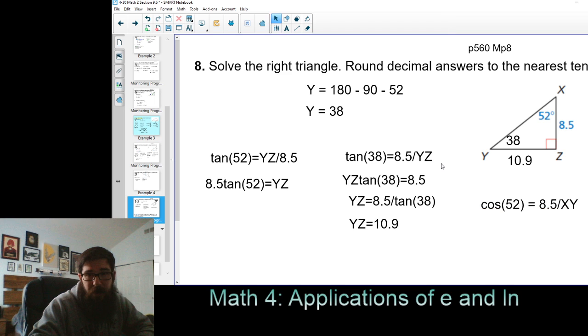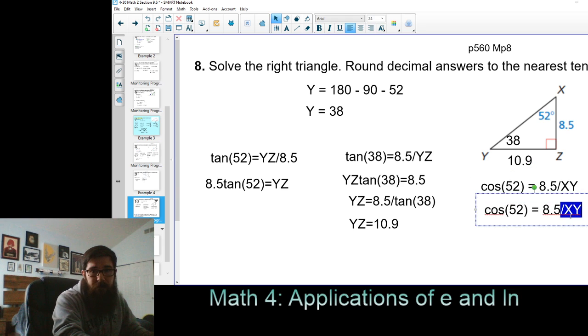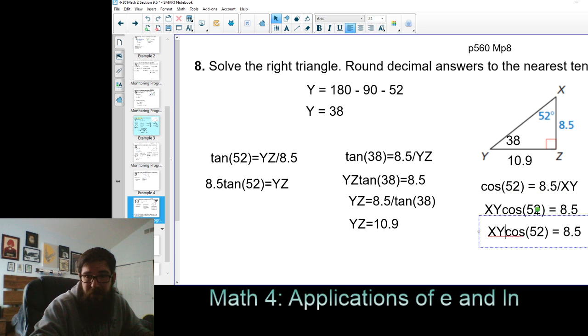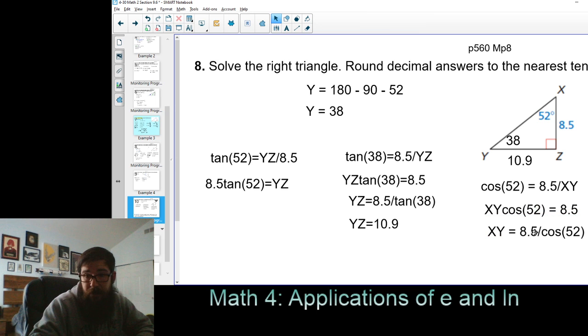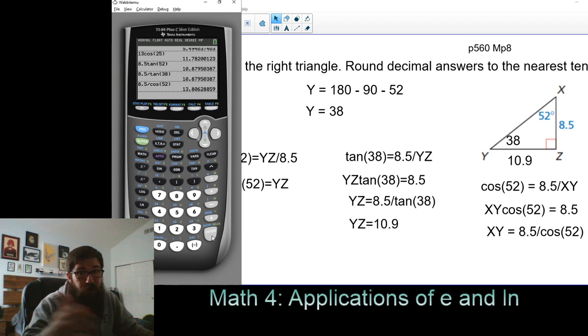What am I going to do to get xy by itself? Well, I have to get it out of the denominator. So I'm going to multiply both sides by xy. So it's going to look like this. Then xy is being multiplied by cos of 52, so I've got to get rid of that now. Divide both sides by cos of 52. Let's type it in the calculator. At that point, I've solved what I need to solve for. I'm going to do 8.5 divided by cosine of 52. Hypotenuse, which should be bigger than both legs, what does that come out to? 13.8.